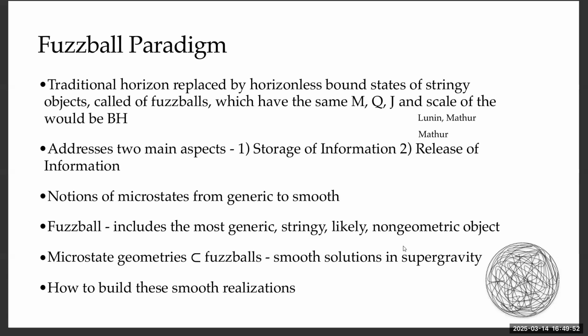I thought this fuzzball paradigm was completely distinct from that paradigm. But it seems like it is also using some extended object in string theory to account for the black hole microstates. So I just want to understand what is the distinguishing feature of this fuzzball paradigm from the Strominger-Vafa question.